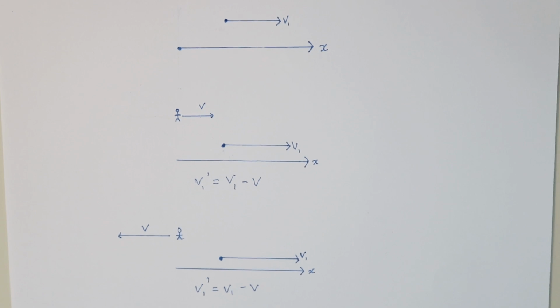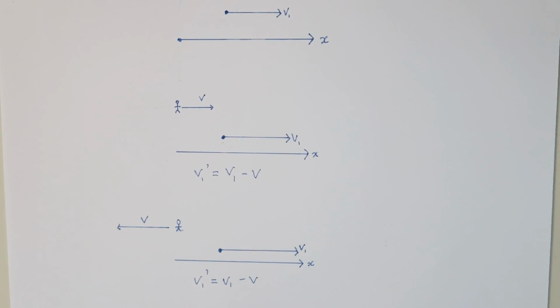And that's a rule that holds in general, certainly in one-dimensional space. The velocity of anything from the reference frame of a moving observer, moving at velocity v, would always be the velocity of the particle from an outside observer minus the velocity of this person that is also moving.